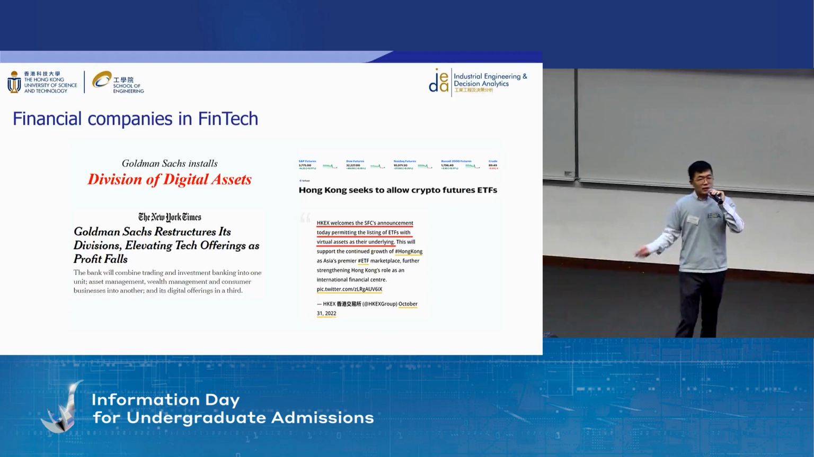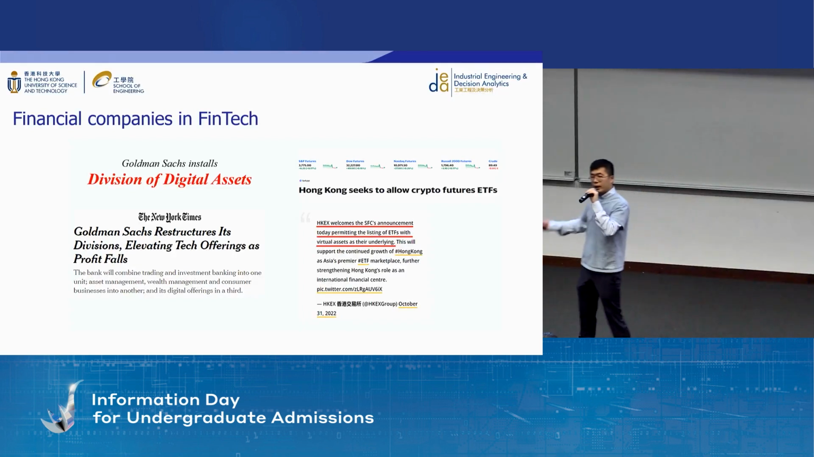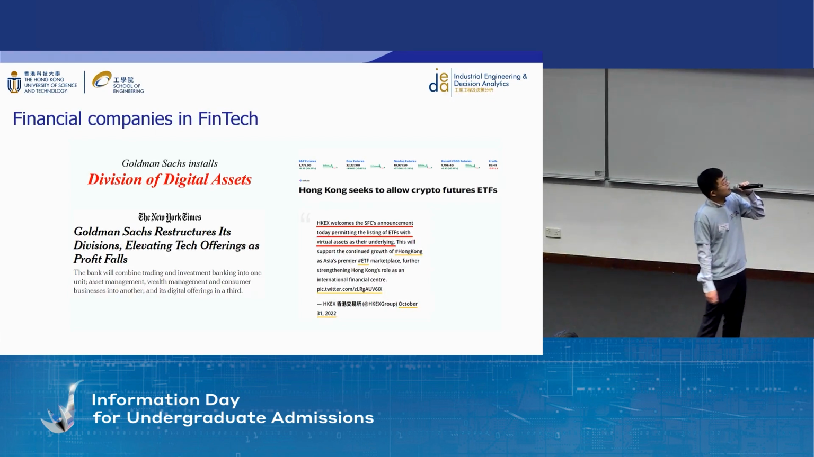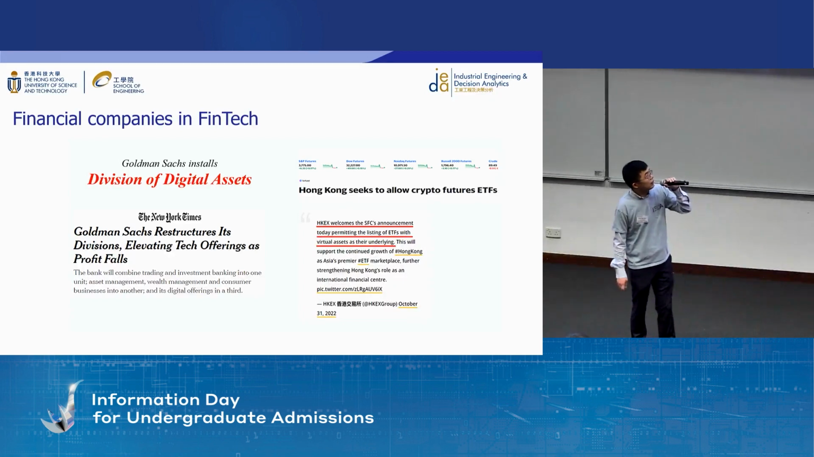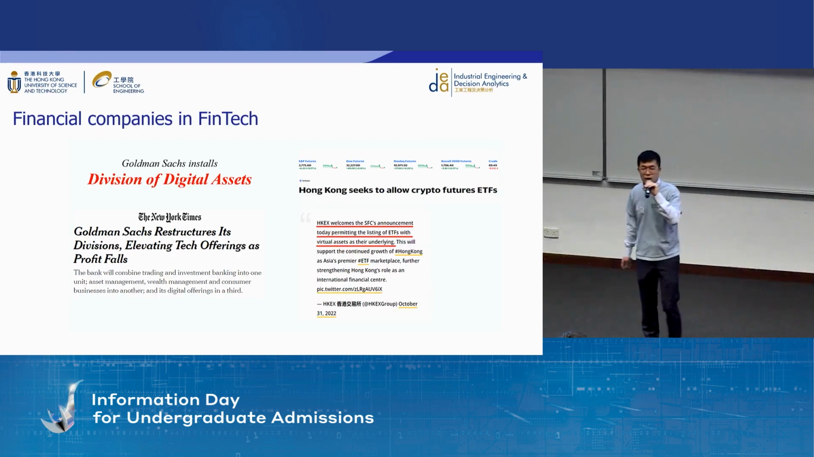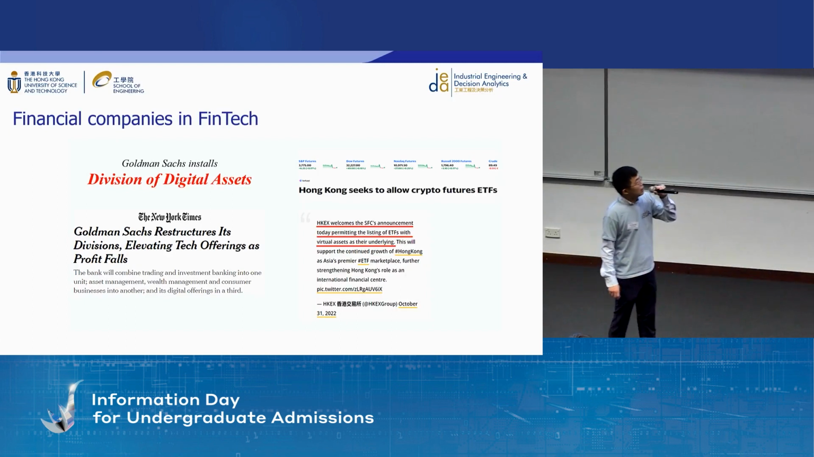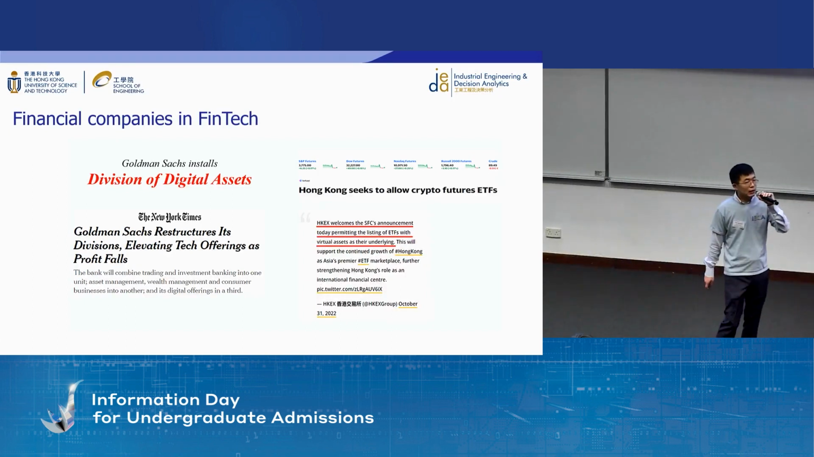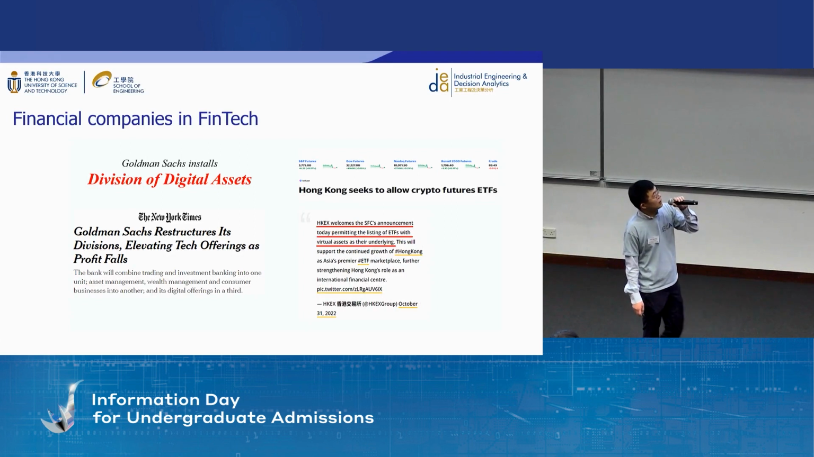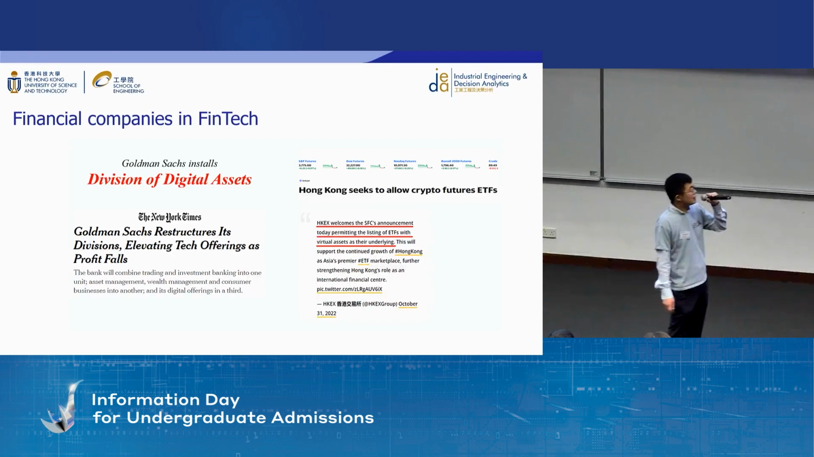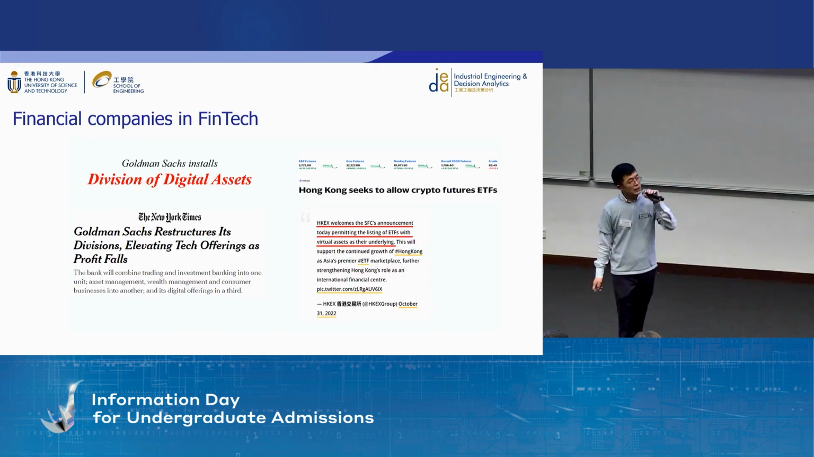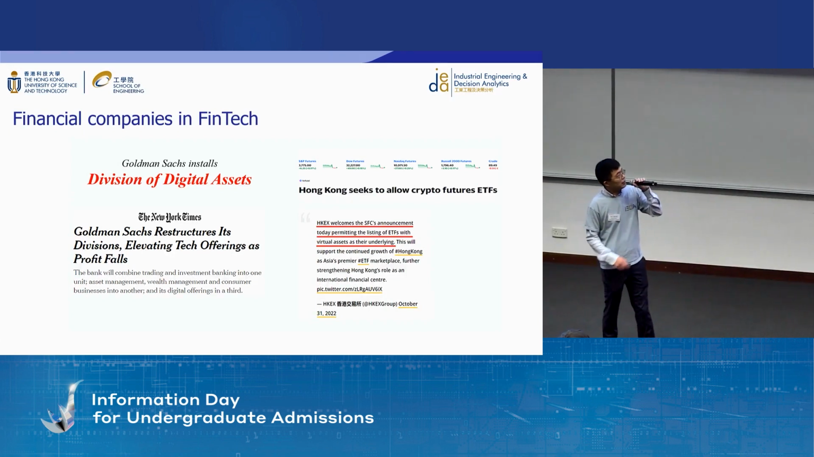So not only governments are focusing on investments, guidance or regulations, individual companies are also pouring a huge amount of money into this type of research. For example, Goldman Sachs has restructured its division of tech offerings to focus more on fintech subjects. Also, the Hong Kong Stock Exchange will allow derivatives whose underlying instruments can be cryptocurrencies. So there is a changing policy and more focus on encouraging fintech development.